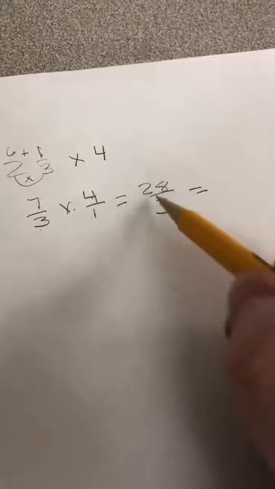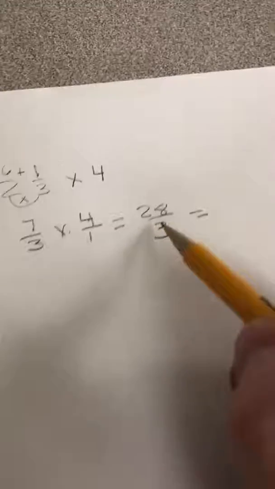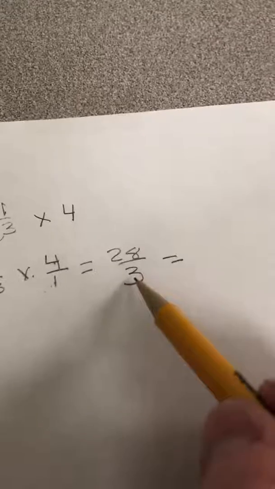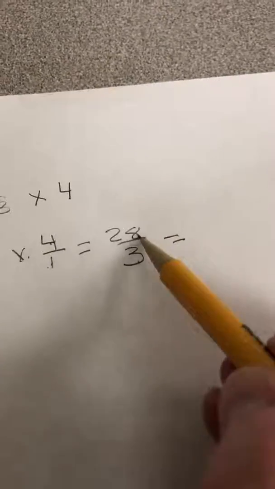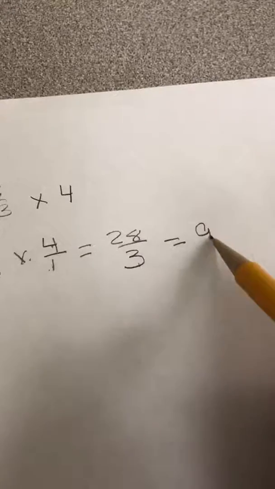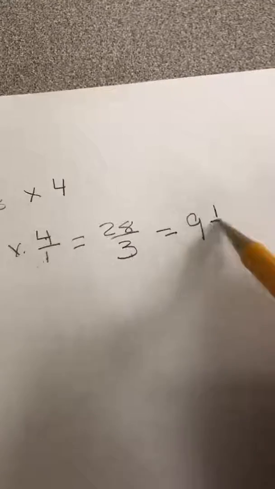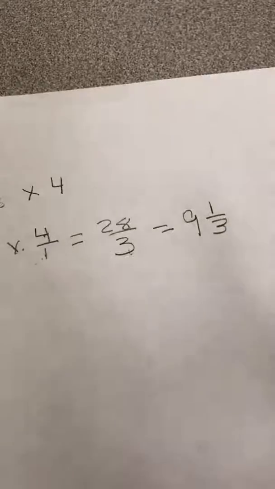And of course, this is an improper fraction, and I can't leave it in that form. So I'm going to have to fix that by dividing my denominator into my numerator. 3 will go into 28 9 times, because 3 times 9 is 27, and I will have 1 left over, and I keep my same denominator.